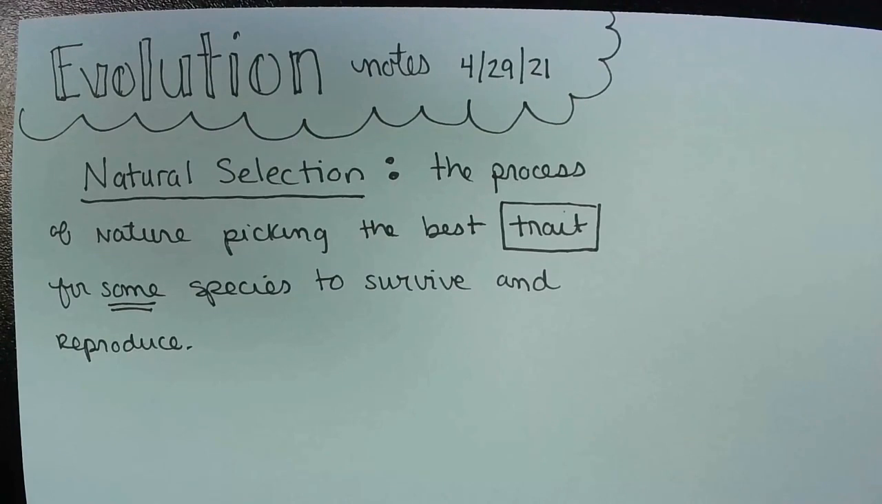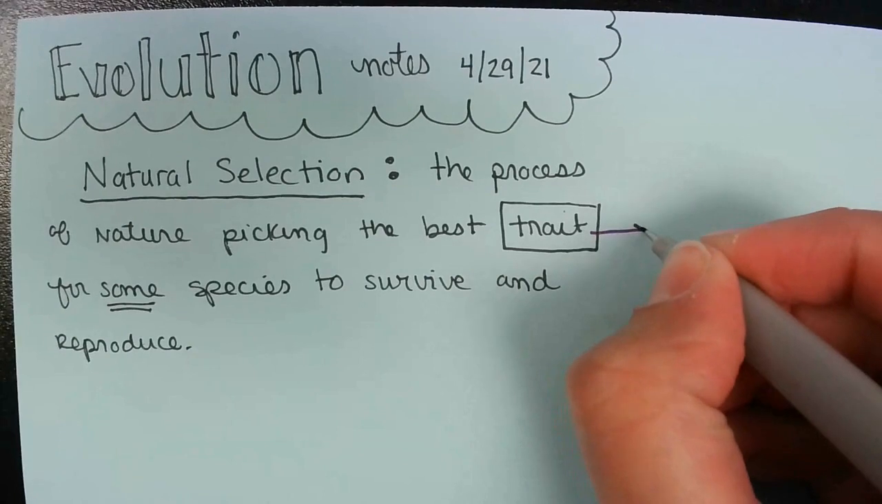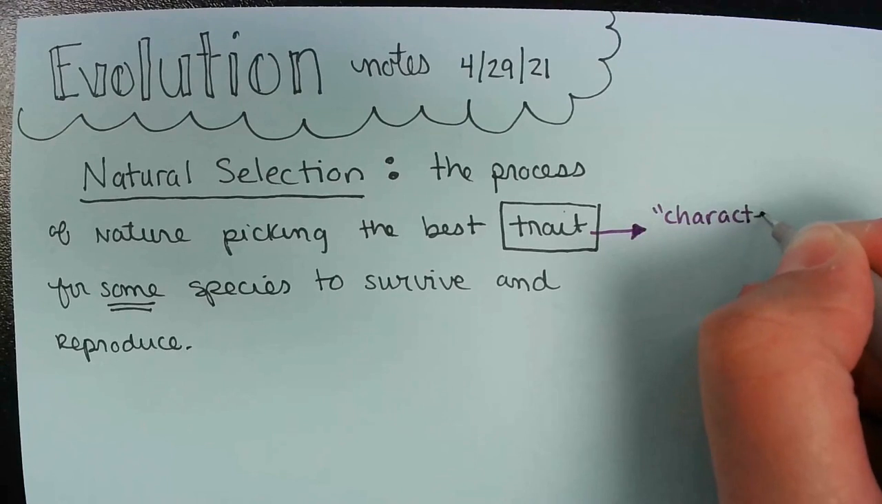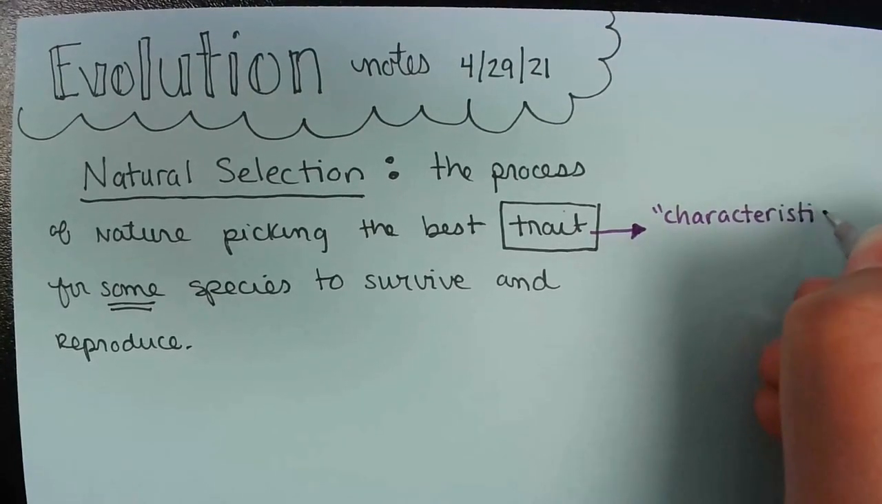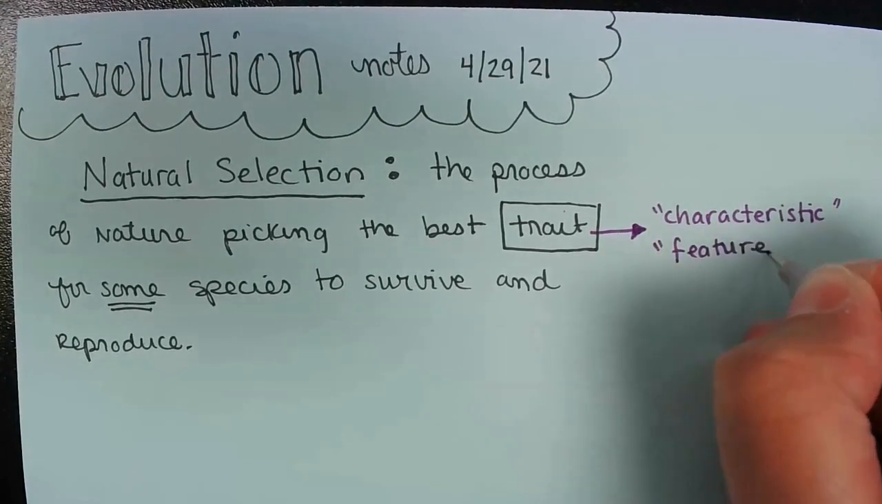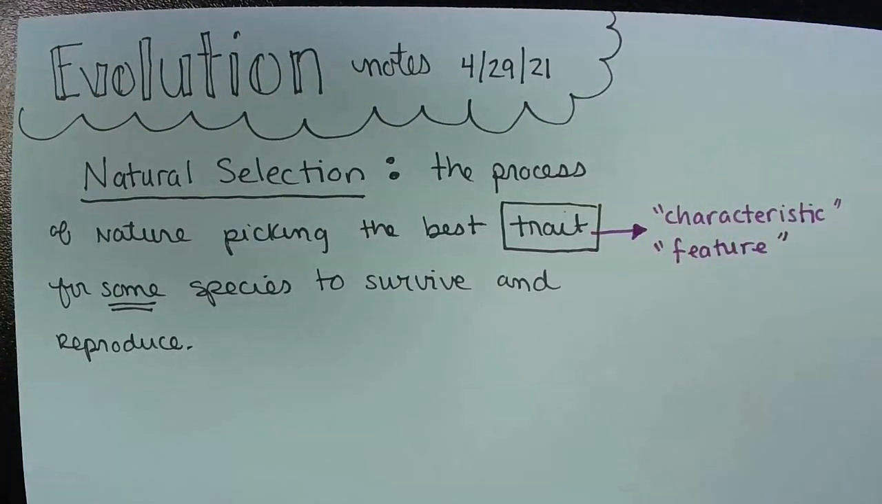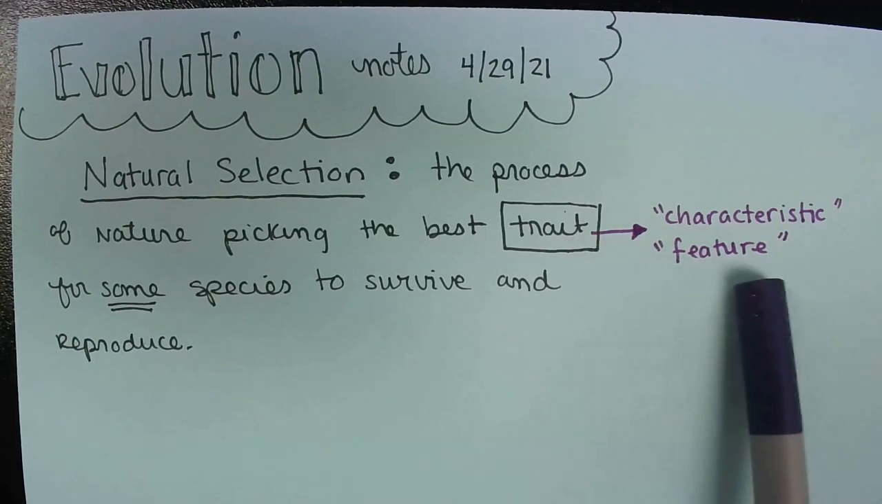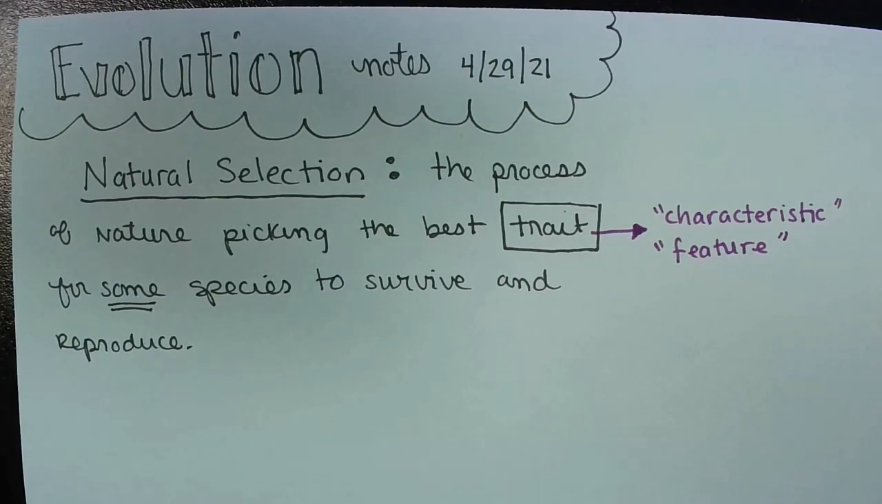Let's talk about what a trait is. So a trait is, simplest definition I can give you, basically, think of it like a characteristic or even a feature. And here's what I want you to think about. It can be something like a cheetah. Cheetahs are known to run extremely fast. Well, their ability to run fast is because they have the feature of really strong leg muscles. And those leg muscles allow them to produce more force off the ground, and that propels them forward.